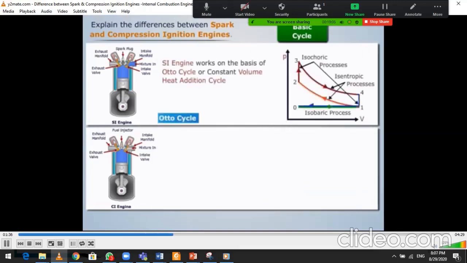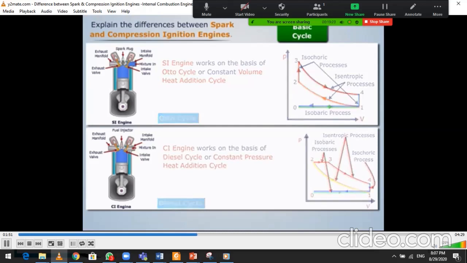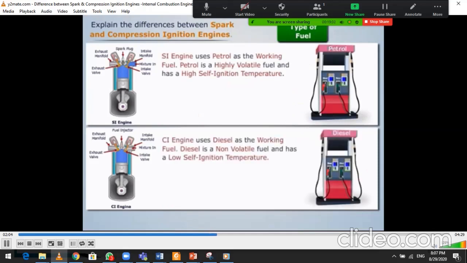Spark ignition engine works on the basis of Otto cycle or constant volume heat addition cycle, whereas compressed ignition engine works on the basis of diesel cycle or constant pressure heat addition cycle. Spark ignition engine uses petrol as the working fuel. Petrol is a highly volatile fuel and has a high self-ignition temperature. Whereas compressed ignition engine uses diesel as the working fuel. Diesel is a non-volatile fuel and has a low self-ignition temperature.